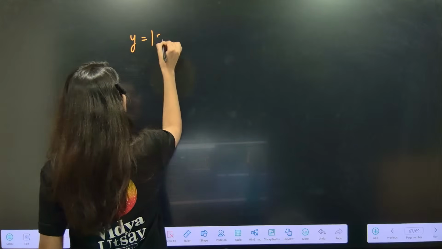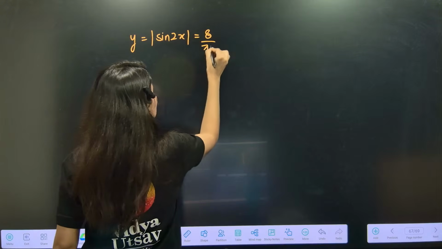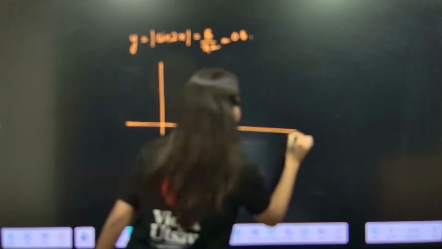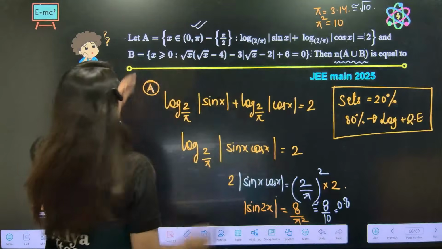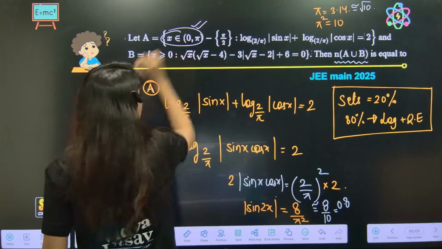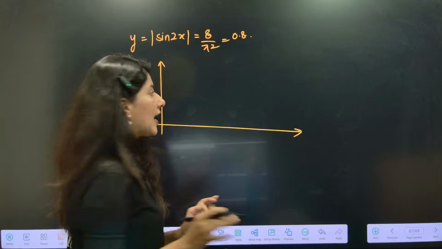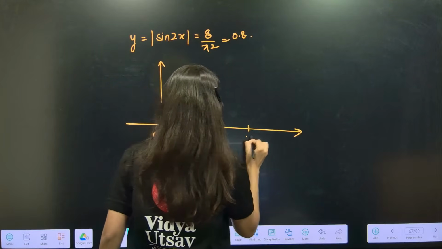Okay. So now let's plot the graph of y is equal to mod sin 2x, and we have to solve it. This is 0.8. Also one more thing: here, can you see that x is lying between 0 to pi, open bracket. So this is your 0, this is your pi by 2, and this is your pi.